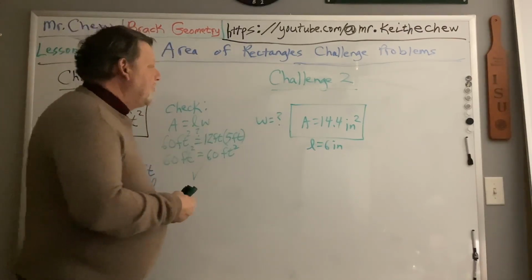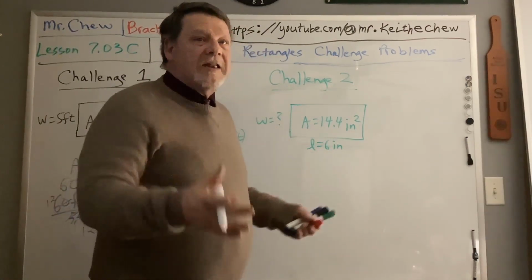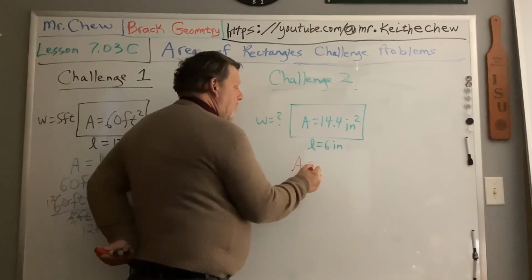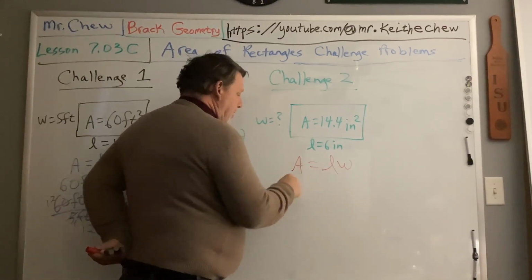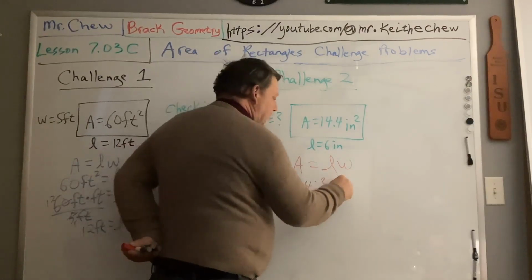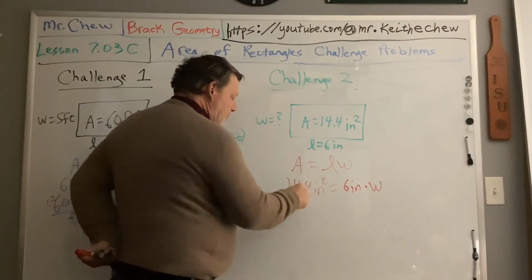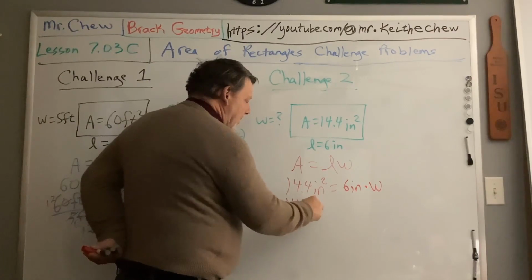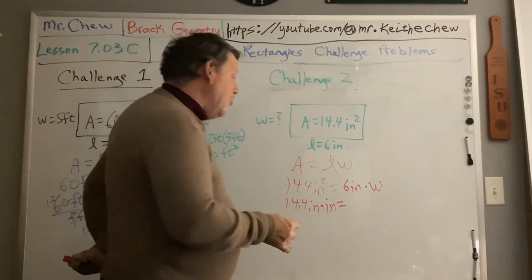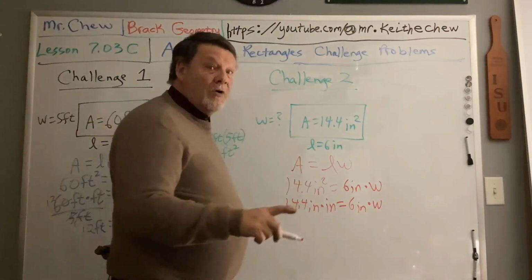Now, we will solve this one. The decimal point sometimes freaks people out. Well, don't be freaked out. Use your calculator if you need to. Area equals length times width. The area is 14.4 inches squared, and that equals 6 inches times the width. I can rewrite this as 14.4 inches times inches just so we can see what happens and what the unit of measure will be. And we use a raised dot for multiplication.